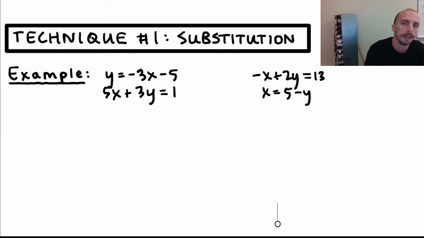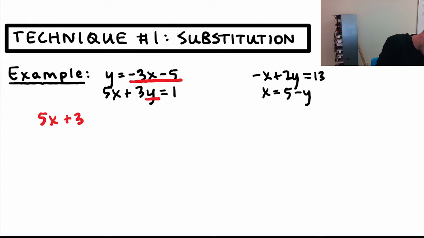So the first technique that we're going to use is substitution. And I think that was probably the first technique you learned about in Algebra 1. And that's where, when we've got one variable in terms of the other, we can just substitute for that variable in the other equation and proceed solving as if it was a one variable equation. So when we say that y is equal to negative 3x minus 5 and 5x plus 3y equals 1, we're going to substitute there on that 3 times y.